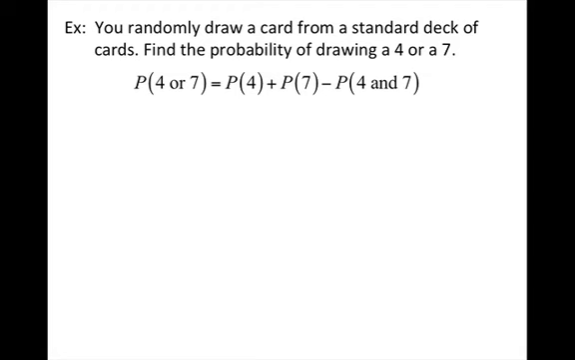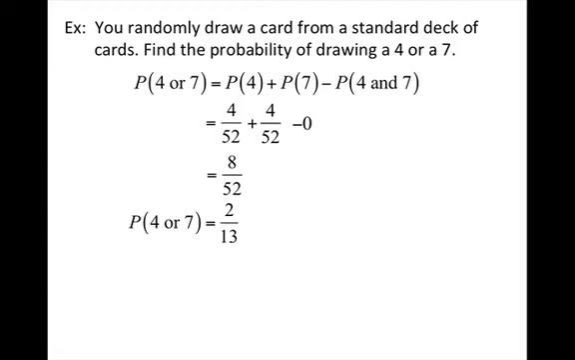Well, there are 4 4s in the deck, so the probability of drawing a 4 is 4 out of 52. There are also 4 7s in a deck, so the probability of drawing a 7 is 4 out of 52. Now, if I look at a deck of cards, there is no card that is a 4 and a 7. So the probability of drawing a 4 and a 7, that can't happen, so its probability is just 0. So this time I just add the 4 out of 52 to the 4 out of 52 and reduce that, and I get the probability of drawing a 4 or a 7 is 2/13.